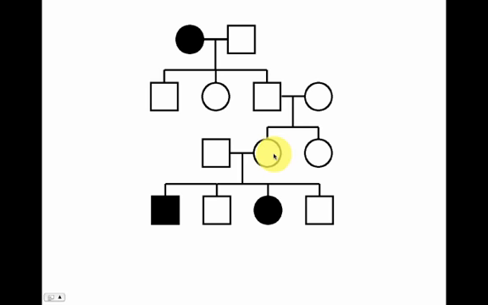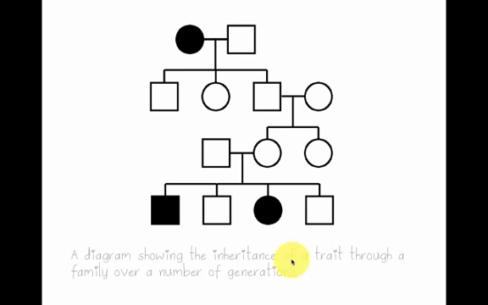You notice here that this is a pedigree. I'm sure you've seen these before. So this particular pedigree is showing the inheritance of a trait. So we don't know what trait it is, but one particular trait through a family over a number of generations. So you can see here that it's showing 4 generations.